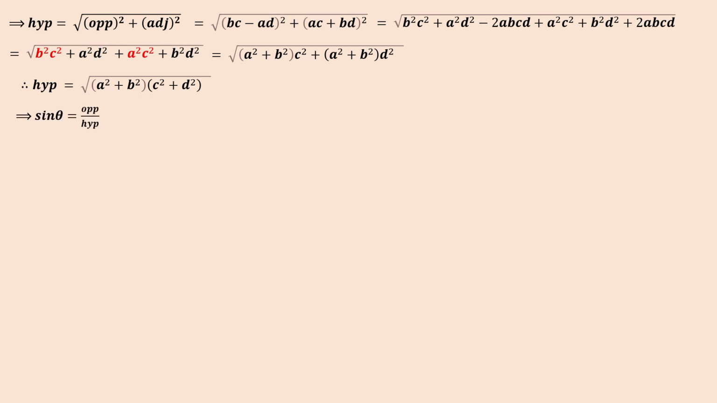We know sin theta is opposite by hypotenuse. Opposite is bc minus ad, hypotenuse is the root of (a square plus b square) into (c square plus d square). That is equation number 10.